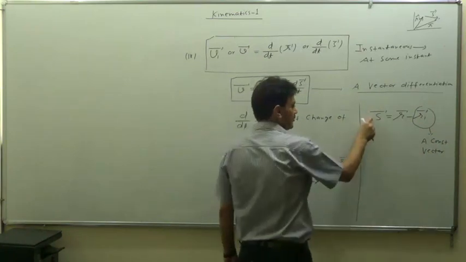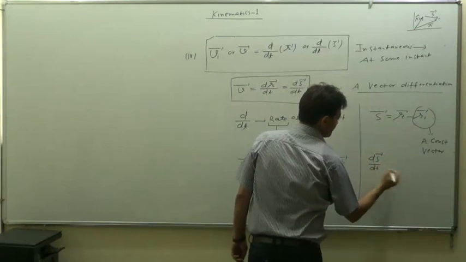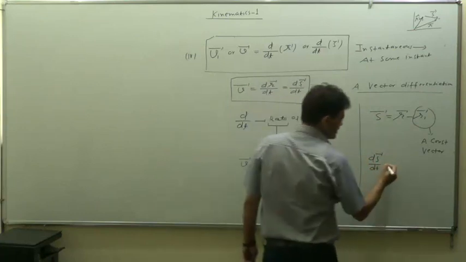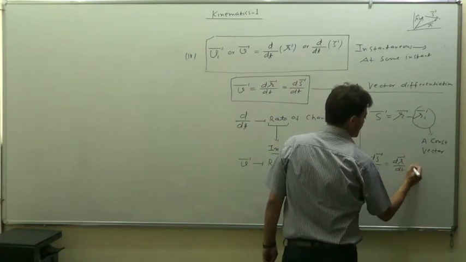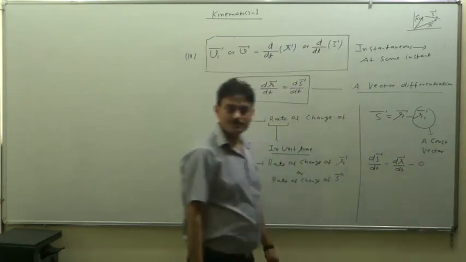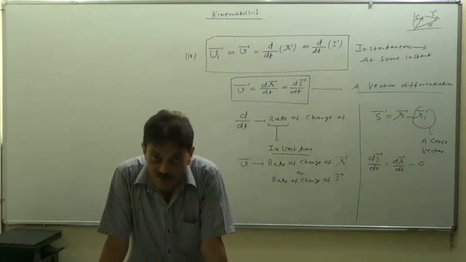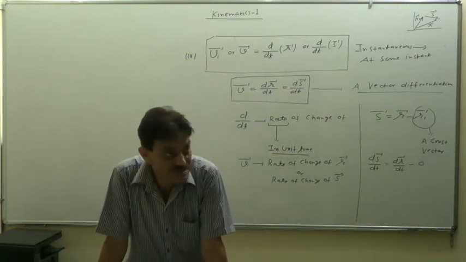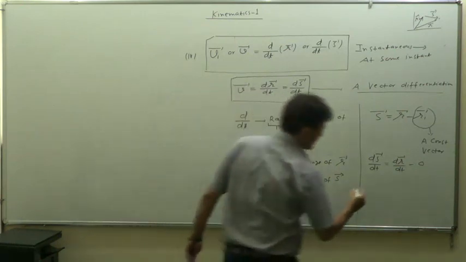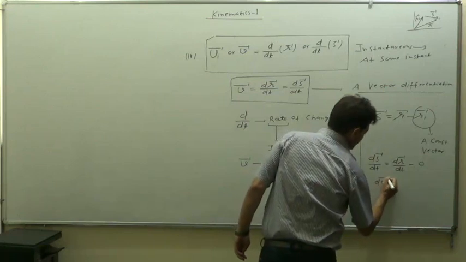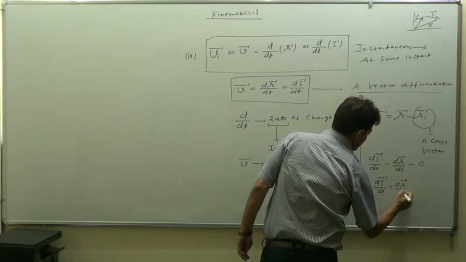Hence, if you differentiate this function, ds by dt is dr by dt minus 0, because differentiation of any constant quantity, whether it is scalar or vector, is 0, right? So from here we can see that ds by dt is nothing but dr by dt.